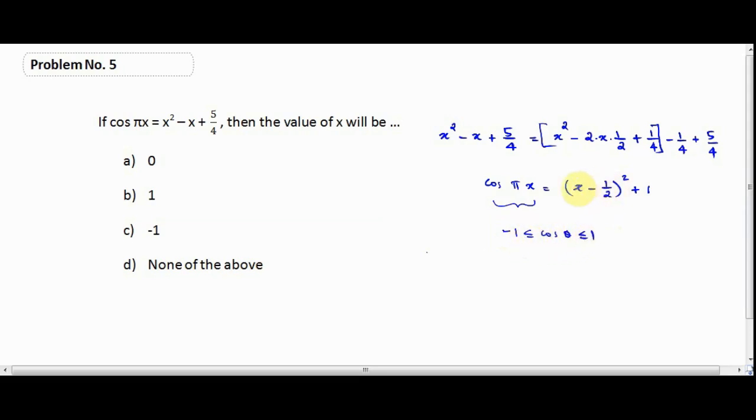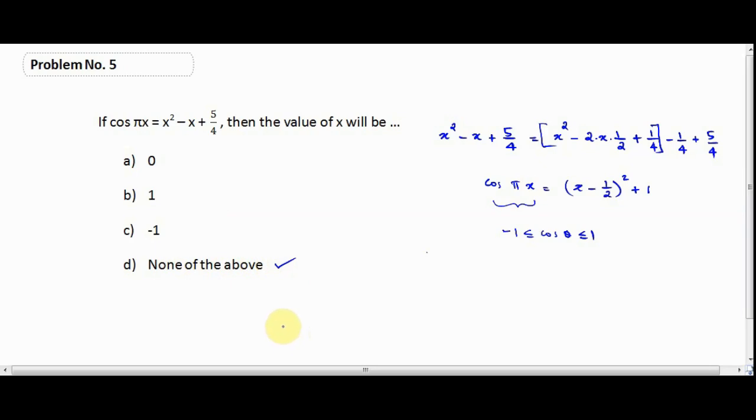So if you substitute any of the x values given here in this equation, you will get cos pi x greater than 1. So all these options A, B, C are invalid, or the values given by these options do not satisfy this equation. So therefore here the right answer is none of the above, that is option D.